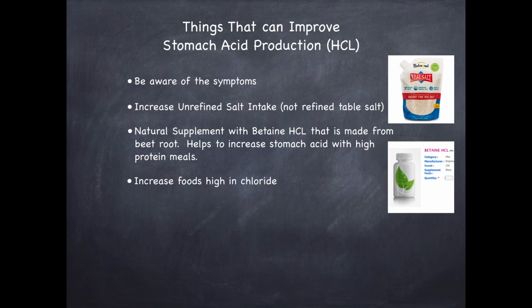Increase foods high in chloride. You still need strong digestion to break the chloride out of the foods. And a common mistake I see is people drinking too many fluids around meals. If you eat a high protein meal and you are producing stomach acid and you drink a bunch of water, it dilutes the stomach acid and the digestion for that meal.